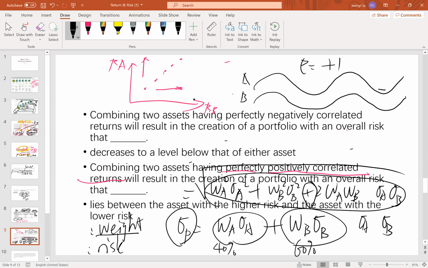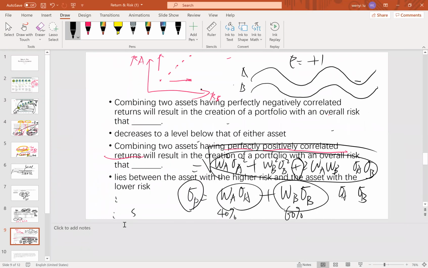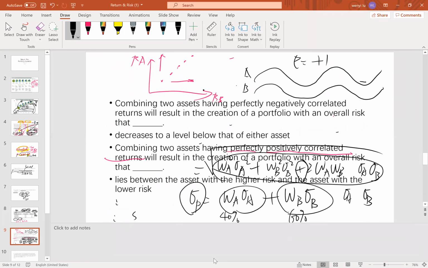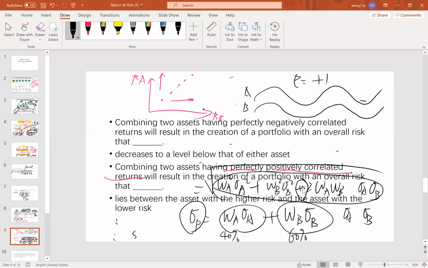So that's why we have the conclusion: the risk for a totally positively correlated two-asset stock portfolio should be in between the two assets, between A's risk and B's risk. That's the conclusion we have in our lectures on YouTube. So when you do the multiple choice questions, you should apply this conclusion directly. You don't need to derive it, and you don't need to use the formula to solve it. You should choose the right statement based on the conclusions we did before.